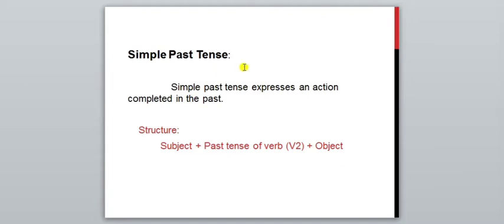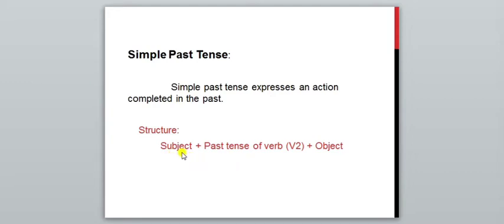Simple past tense expresses an action completed in the past. Here the structure is given, and whenever we have to show a past action, means the action which is already completed, for that we use the past tense of verb.